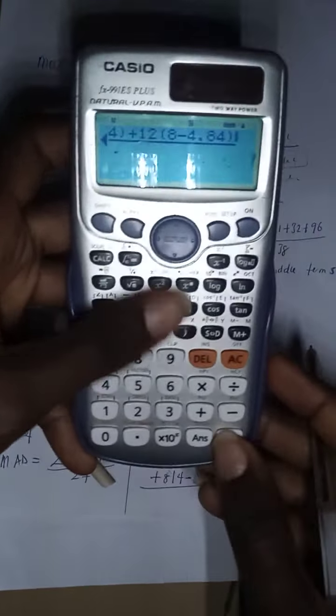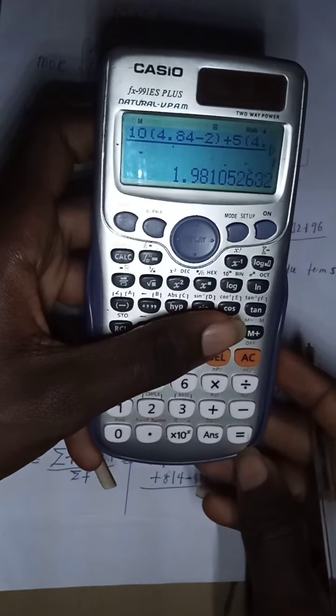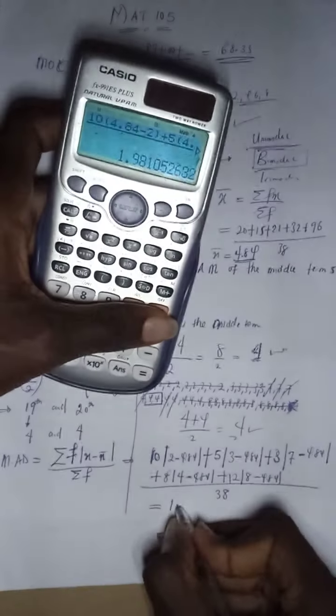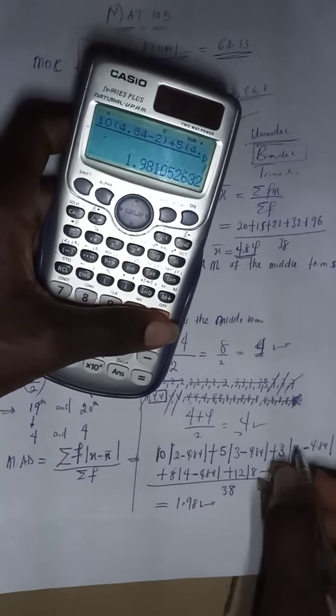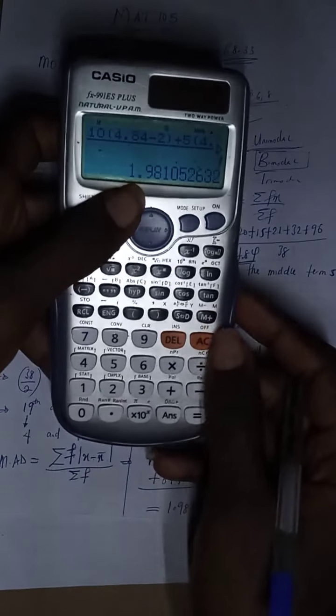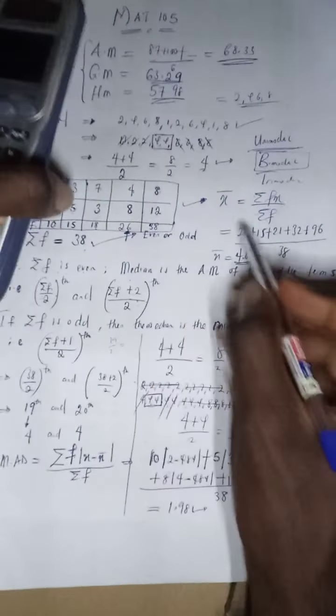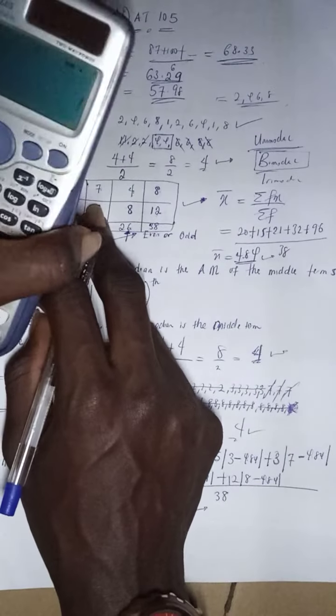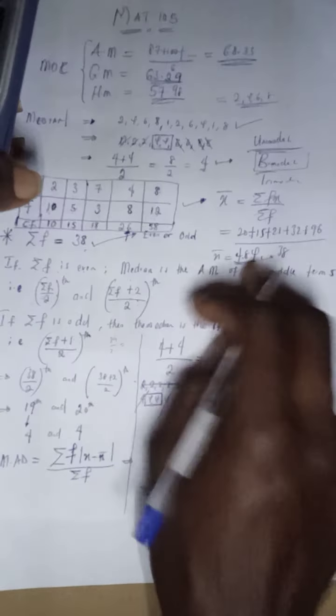So I have 941. So my mean absolute deviation is 1.98. Do you see that? Final answer is what? 1.98. So you can't use the calculator to solve mean absolute deviation directly. But do you know I can use the calculator to get this mean? I can insert this table on this calculator and then get 4.84.